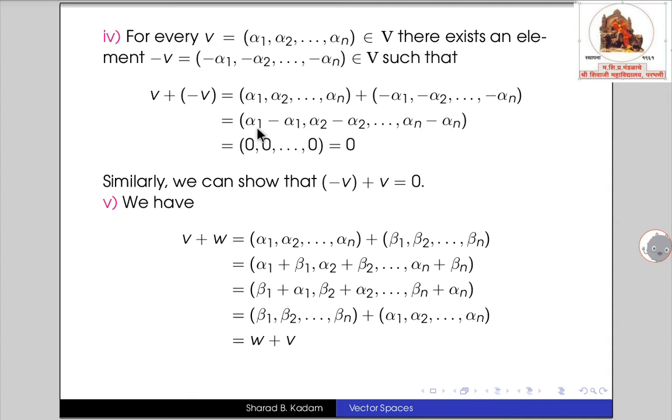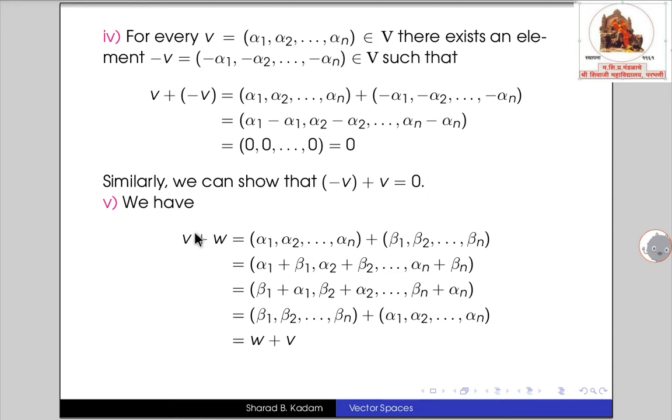So after addition, the resulting element will be (α1 minus α1, α2 minus α2, ..., αn minus αn). So all the components are 0. So the resulting element is a 0 element in the set V. So similarly, we can show that (minus v) + v equals 0.